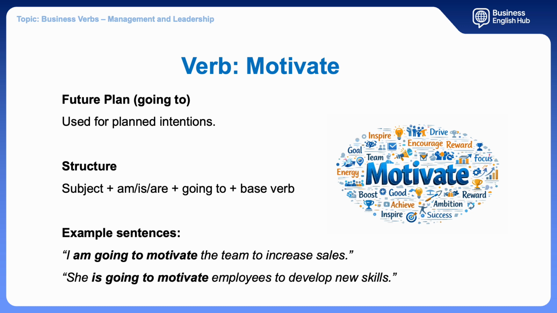The final future form for the verb motivate is going to, which is used for planned intentions. Its structure is subject plus am, is, or are plus going to plus the base verb motivate. Example sentences here include: I'm going to motivate the team to increase sales. She is going to motivate employees to develop new skills.